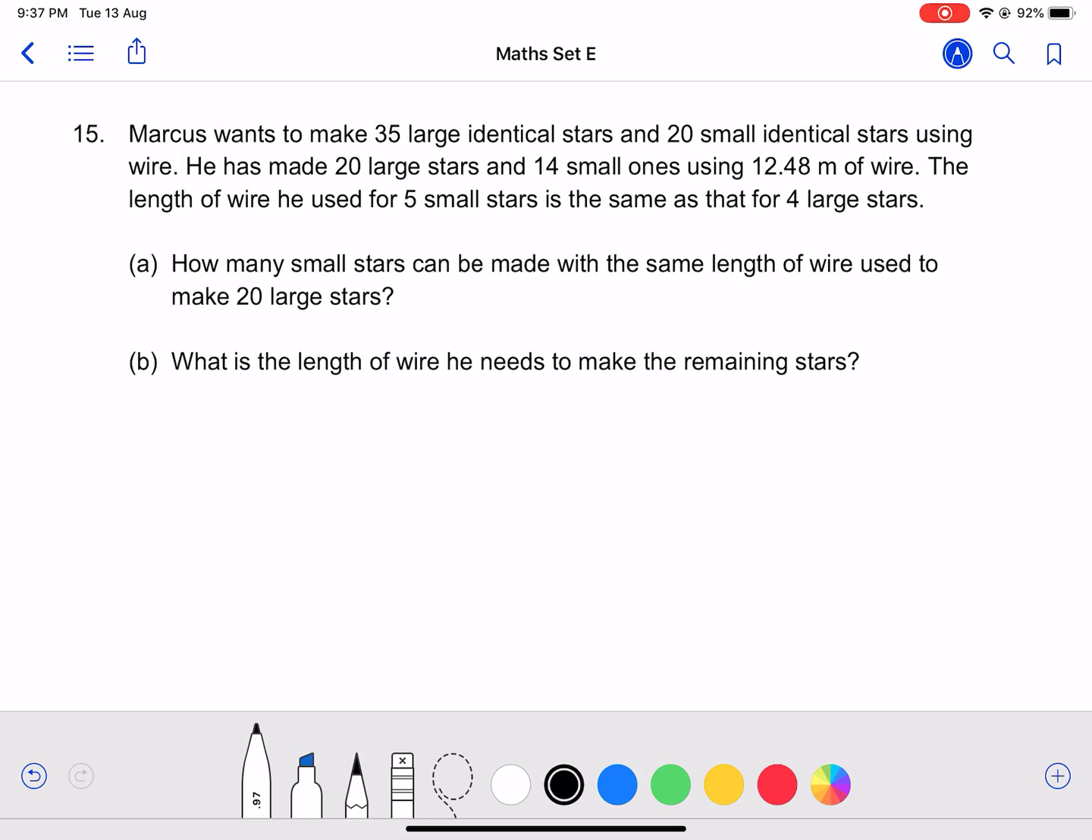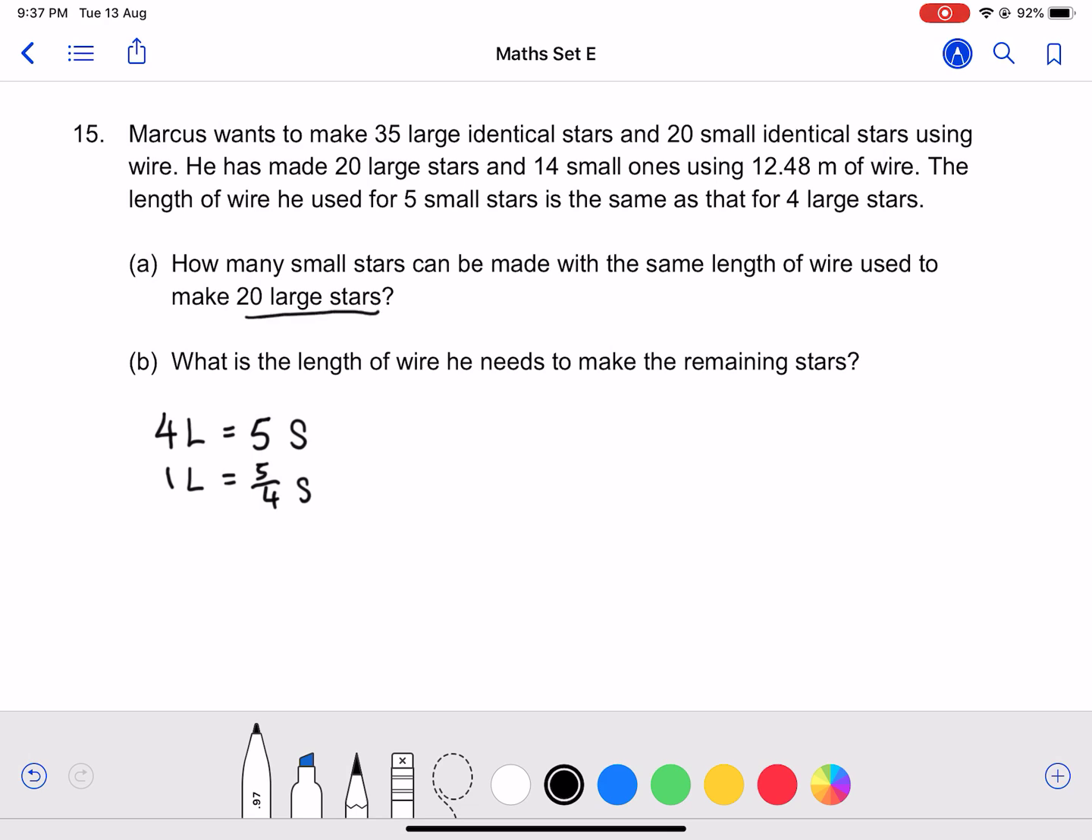So let's write down all the information first. The 4 large is the same as 5 small, right? It makes sense. With 4 large, you can make more small. So unitary method, we can always do 5 divided by 4. With 1 large, you can do more than 1 small. So question part A we can solve already.